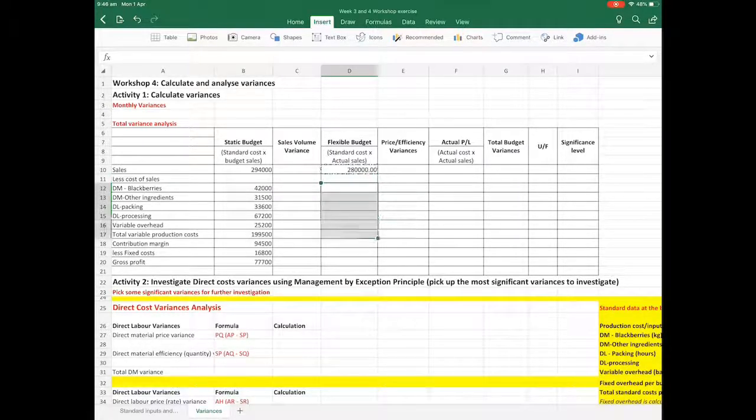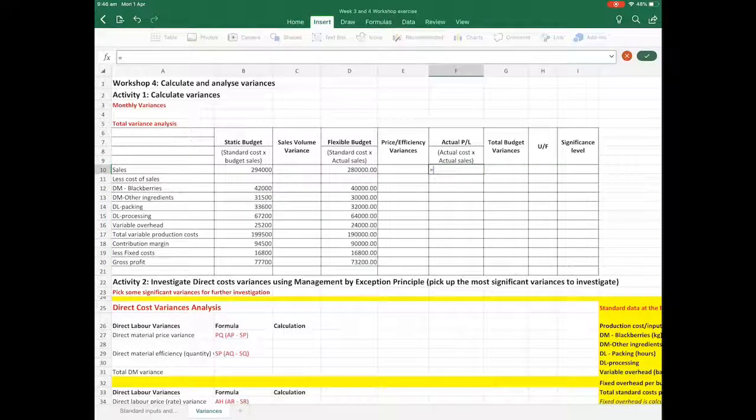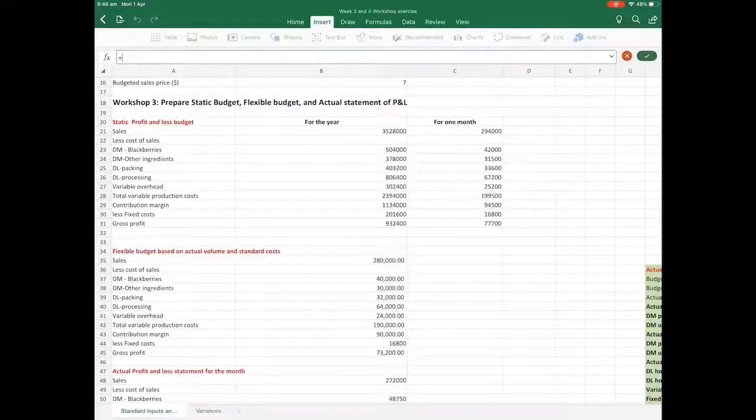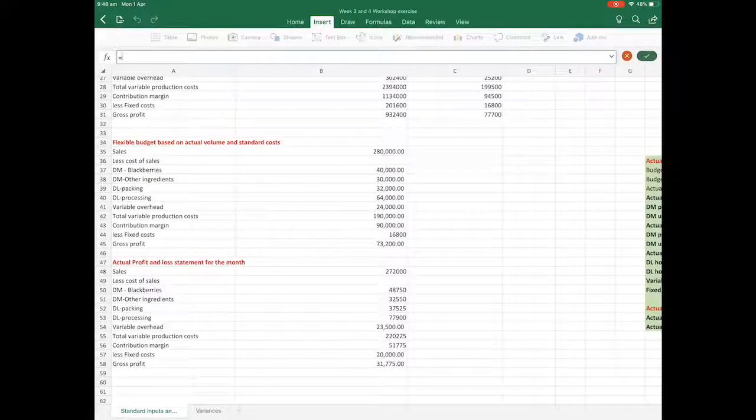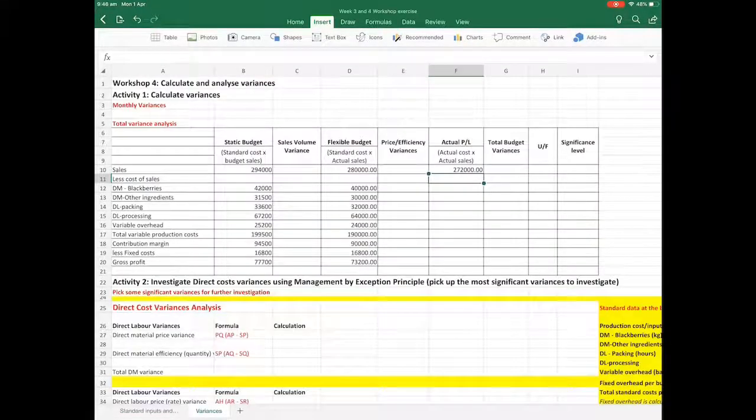The other way you can transfer the figure is by copy and then Control, Paste Special, and paste the value. But by doing that, you disconnect the two tabs, and I don't want you to do that because we want all the figures to link together.